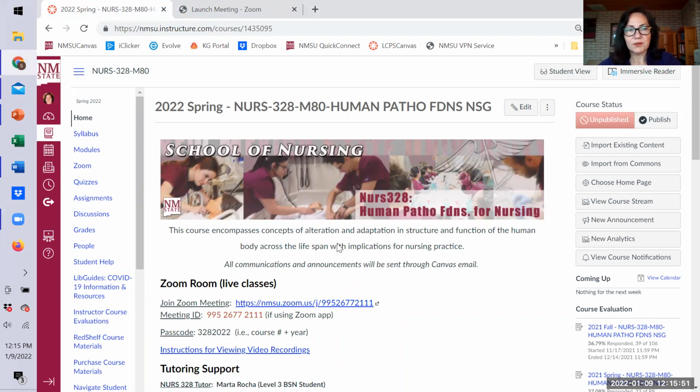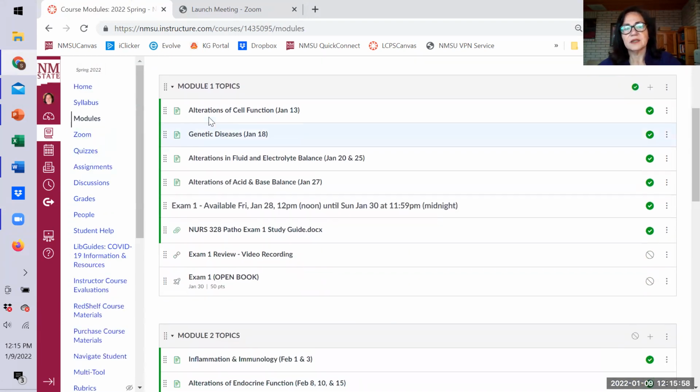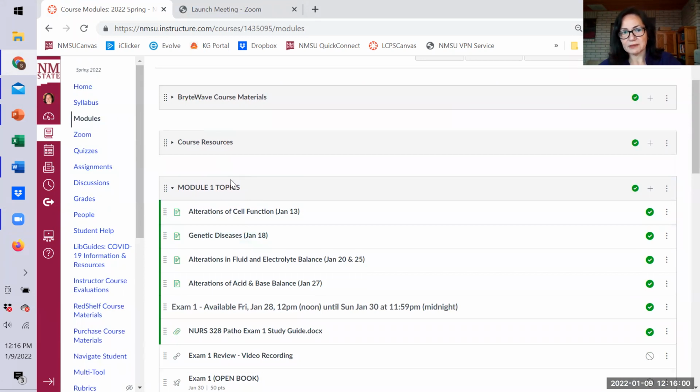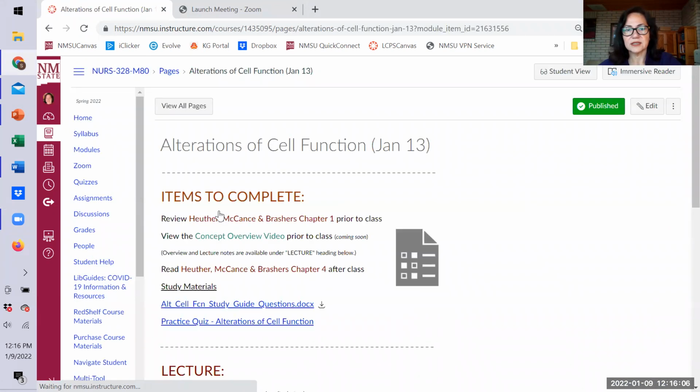The way to navigate through our class is to go to modules. Then we're in the first module. You'll have to scroll down a little bit to come to module 1. We want alterations of cell function. And each time that there's a concept overview, you'll find a link for it here. Hopefully you've gotten to this link perhaps through an email.